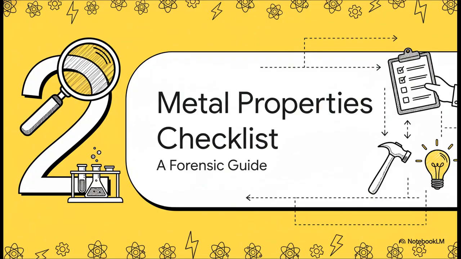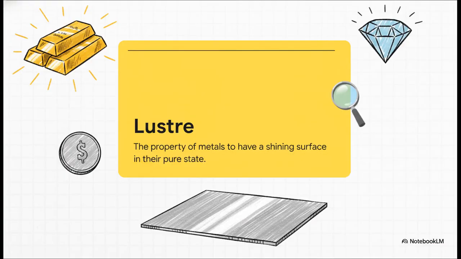First up on our checklist is luster, and really, this is just the scientific term for that classic shine you see on metals. When they're in their pure state, metals are naturally reflective and glossy. It's honestly one of their most immediate and recognizable traits.